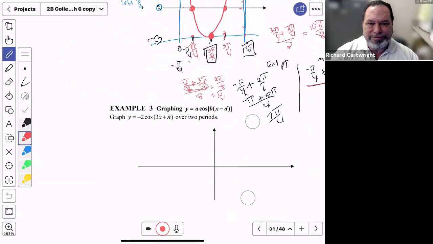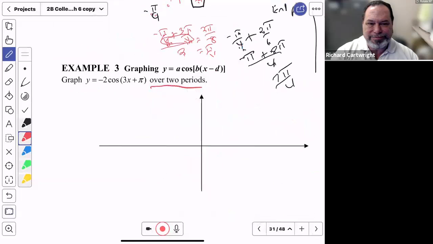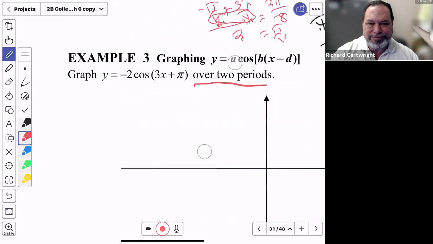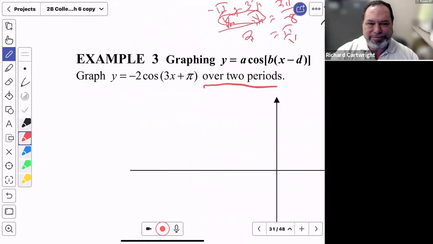Let's do another one here. Now he wants two periods. Okay. This time, there's a catch. Yes, my B is 3. It is true. But I can't leave it there, guys. You cannot leave the frequency in the parentheses. So I have to factor it out.